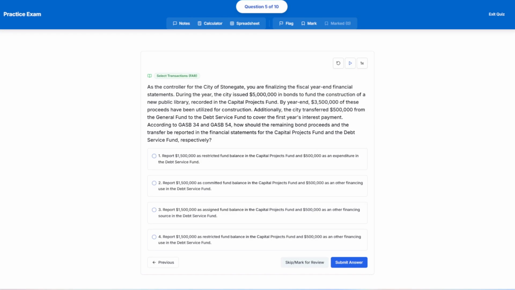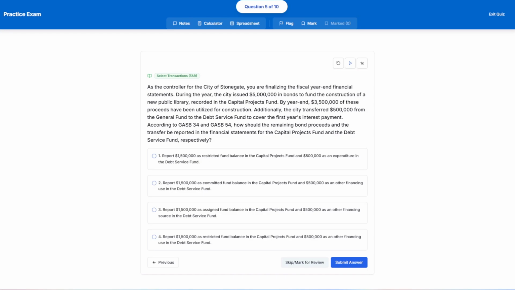The question asks how to report the remaining bond proceeds in the Capital Projects Fund and the transfer to the Debt Service Fund. Option 1 suggests reporting $1,500,000 as restricted fund balance in the Capital Projects Fund and $500,000 as an expenditure in the Debt Service Fund. This can't be correct because the $500,000 transfer is not an expenditure. In governmental accounting, transfers are reported as other financing uses, not as expenditures.